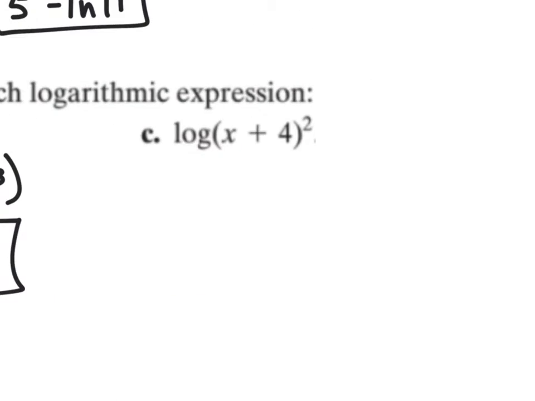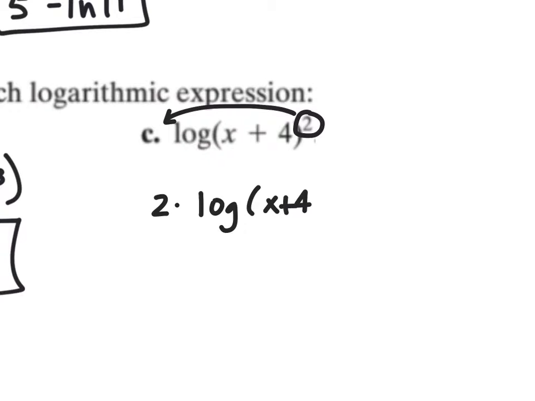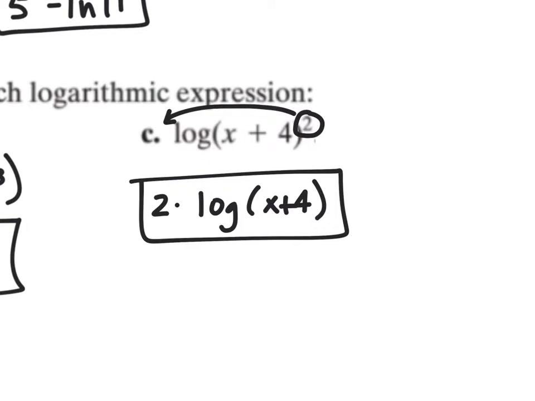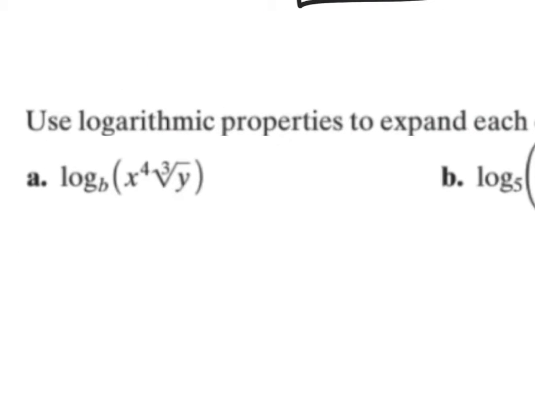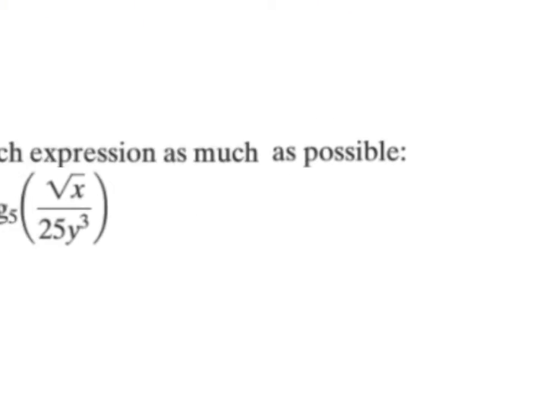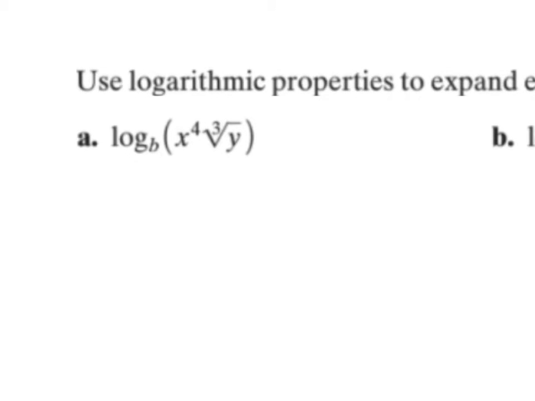On part C, we have an exponent of 2. So bring your 2 out front. So 2 times log of x plus 4. And that's it. That's all we're dealing with. All right, let's take a look over here. Now, we want to expand each expression as much as possible.